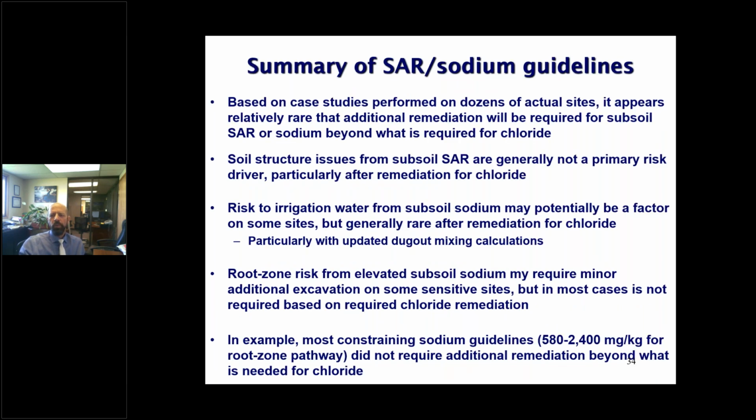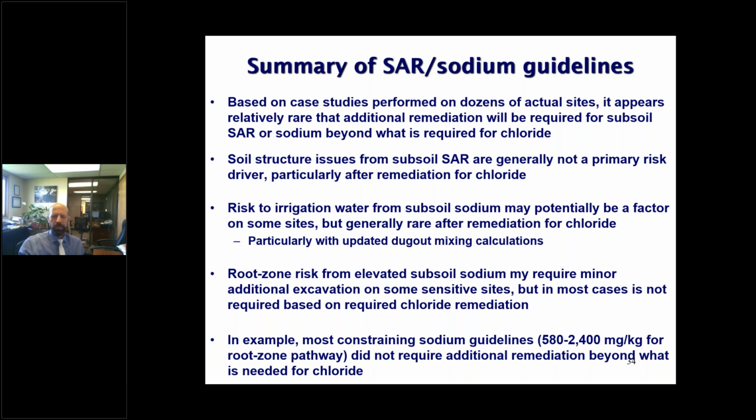So in general, we've done many case studies on dozens of actual sites, and for the most part, remediating a site for chloride and root zone problems will generally be enough. There'll be some cases where you need to do some extra remediation for SAR or sodium, but a large portion of the time you won't. Soil structure is rarely the problem. Once in a while, irrigation water needs a little bit more remediation for sodium. More often than not, if there is some remediation needed for sodium, it would be due to root zone risk. But again, for the most part, it's really chloride that will generally determine things.